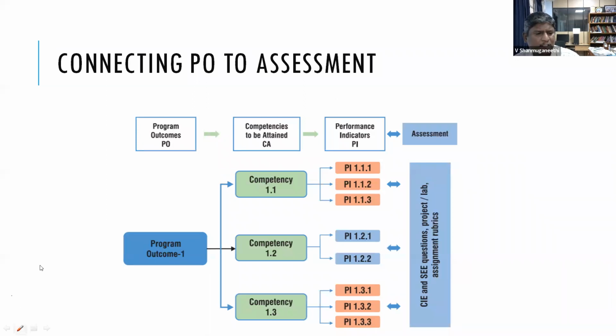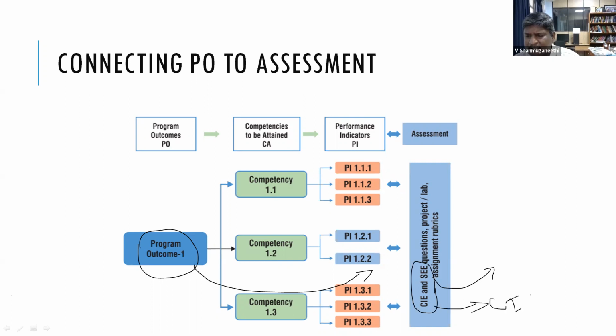Okay, program outcome one, engineering knowledge. What you said, and how it is connected to performance indicators. Actually, they used the words CAE and SEE: continuous internal examination, and the semester end examination. Okay, so that is what.